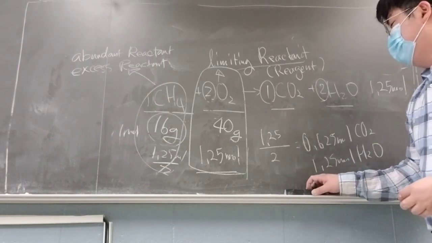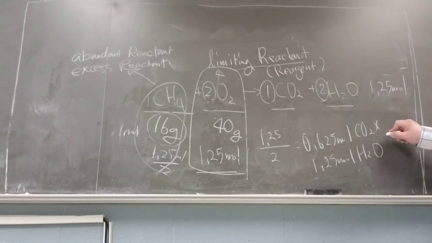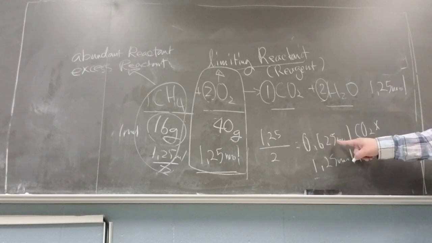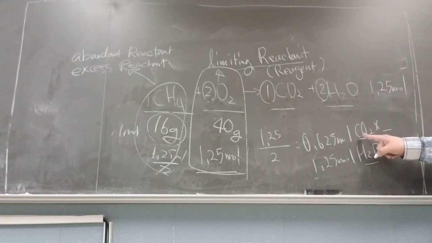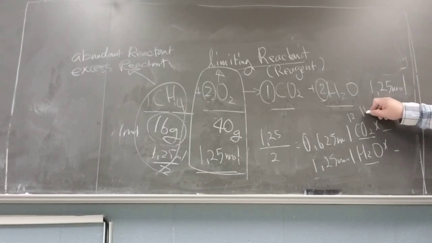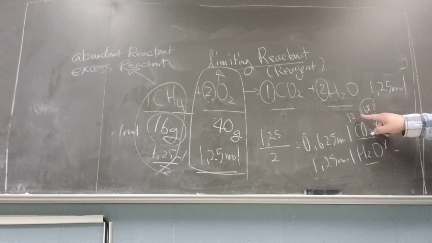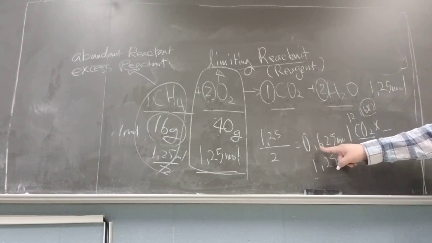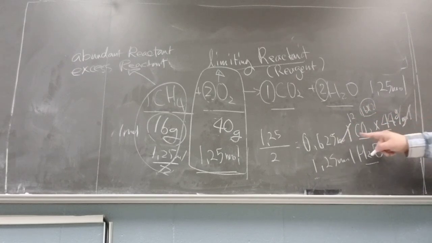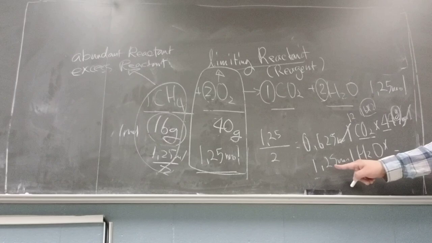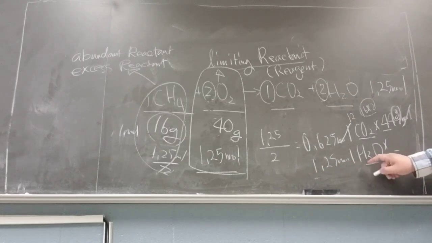Okay. So if that is the case, it's very simple now. You have 0.625 moles of carbon dioxide and 1.25 moles of water. You just multiply this number by its molecular weight, and you have the answer. So carbon dioxide is 12 plus 16 multiplied by 2, which is 32, plus 12 is 44, right?